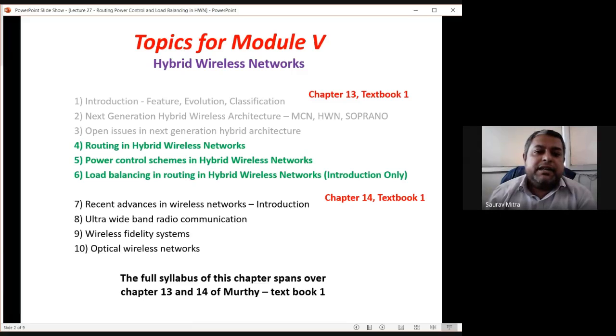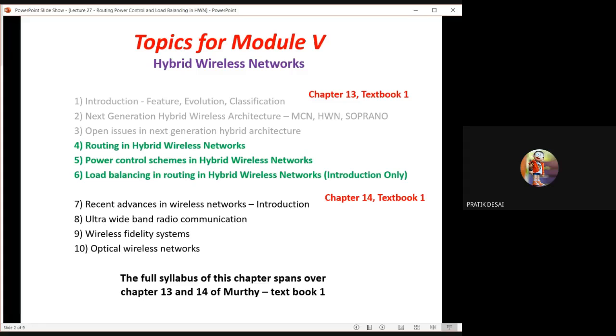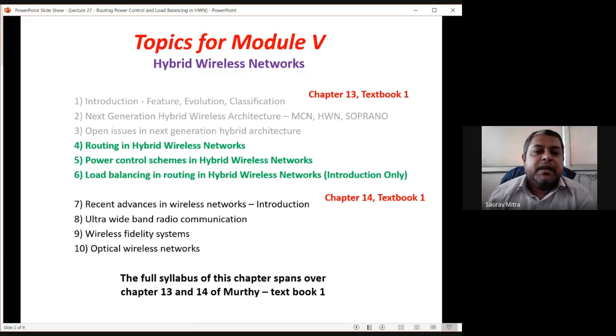And after that, a half an hour session was conducted, which is called a special session. That was about open issues in next generation hybrid architecture. So there I had discussed 6 points and a few more points I had shown. So open issues in next generation hybrid architecture can be asked for a 10 marks question. If it is asked, you should be able to write at least 8 to 10 points and explain it.